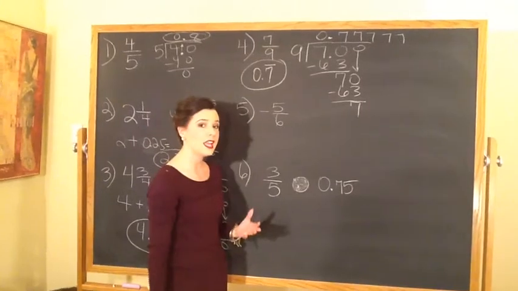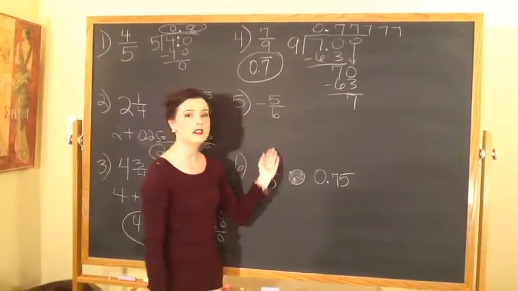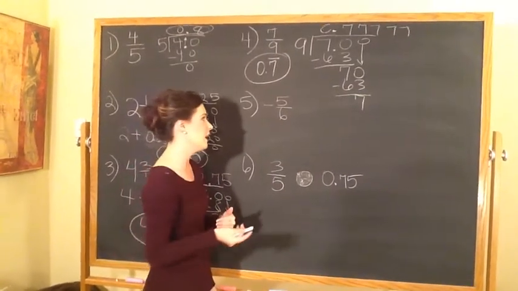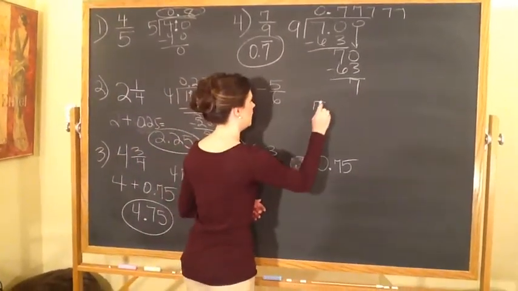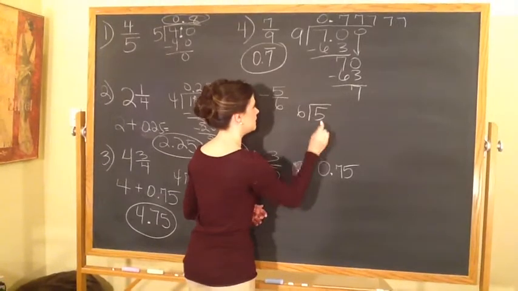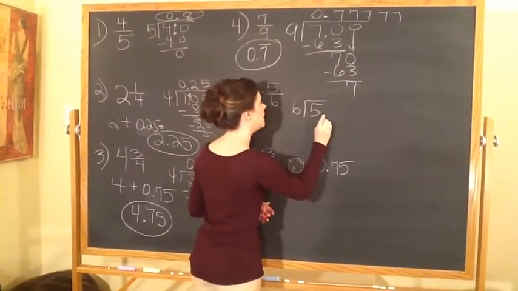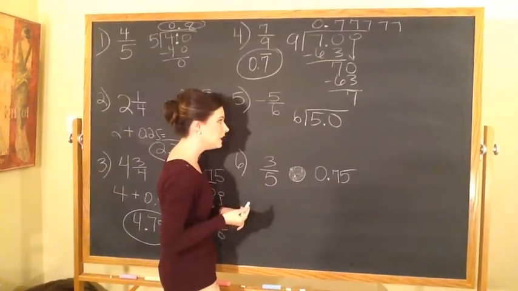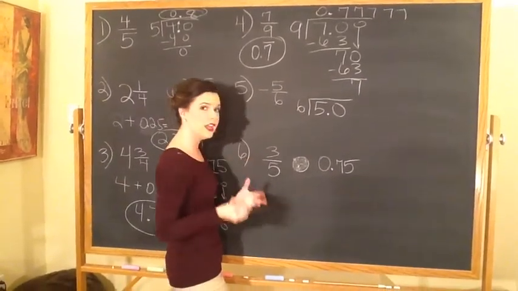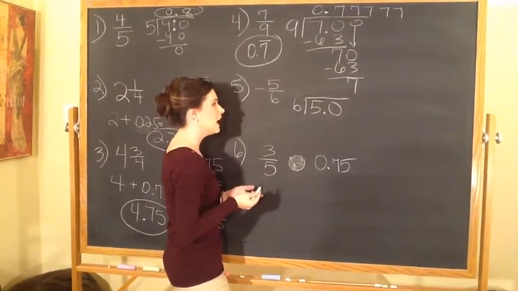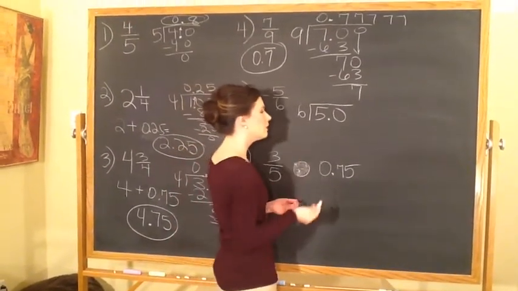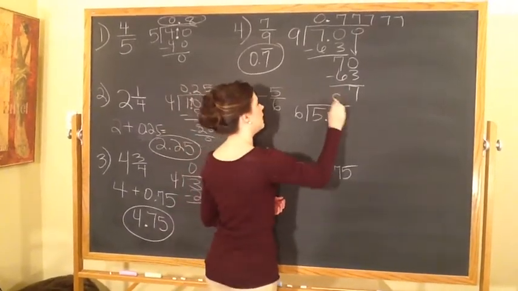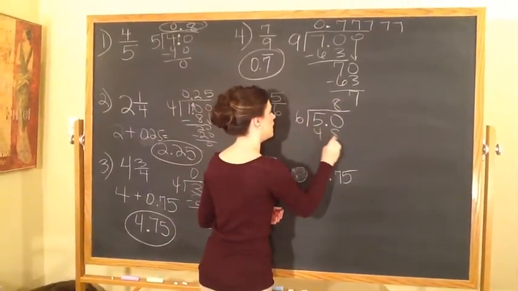Alright, let's go ahead and do number 5. So now we have a negative fraction, a -5/6, which means that our decimal is going to be negative once we divide it out. So let's go ahead and divide. 5 divided by 6. 6 cannot go into 5, so we're going to add a decimal and a 0. How many times does 6 go into 50? Let's see, we have 6 times 10 is 60. 6 times 9 is going to give you 54, which is still too much. So 6 times 8 is going to give you 48. So 6 times 8, 48.